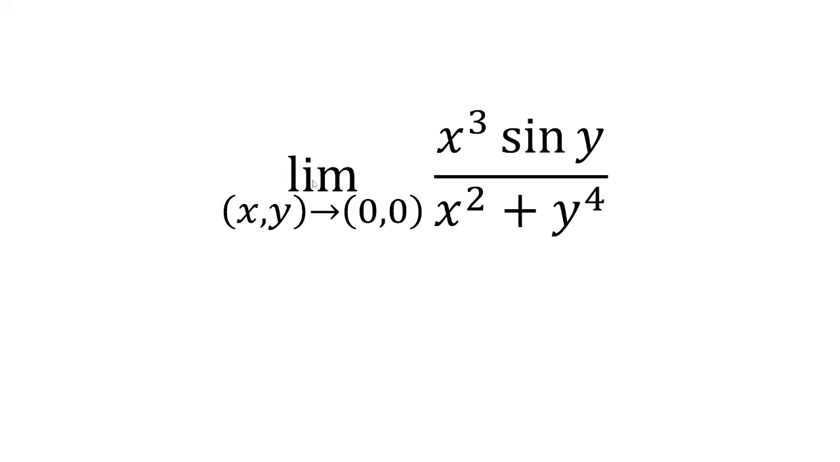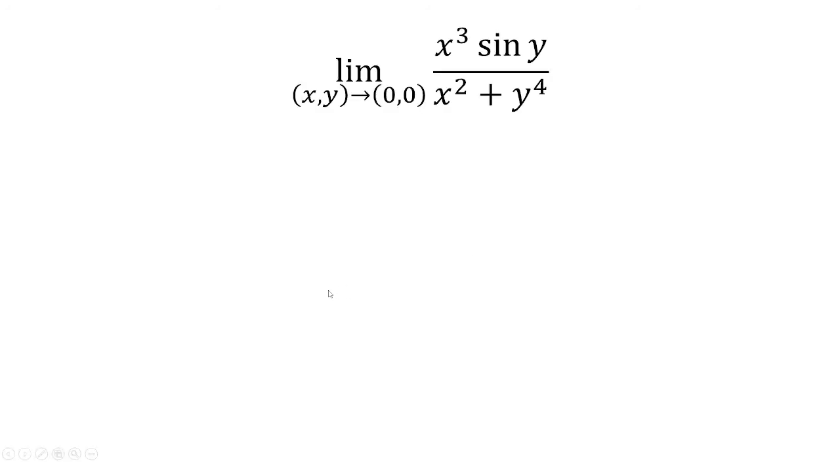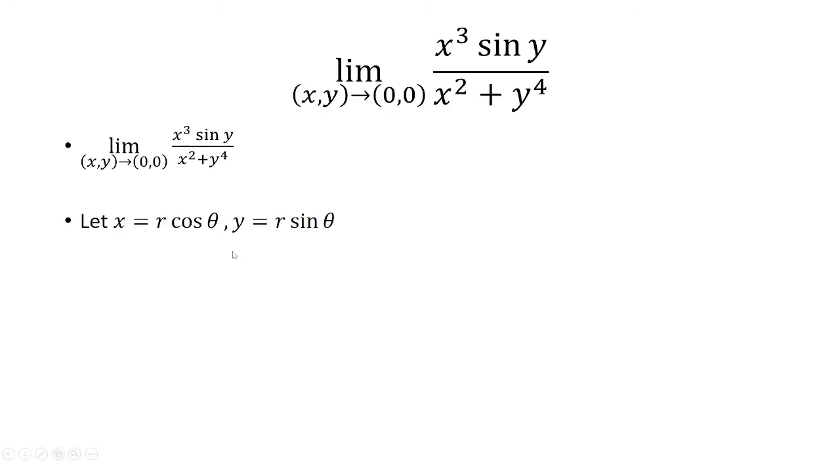In this video, we want to find the limit as x and y approach 0, 0 of x cubed sine y over x squared plus y to the fourth. In order to solve this, we're going to let x equal r cosine theta and y equal r sine theta. So recall that this is the polar form.